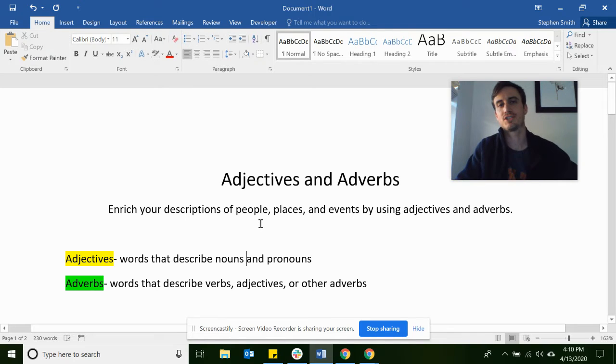Today we're going to talk about adjectives and adverbs very quickly. Mostly we're going to focus on adjectives, and then you're going to practice in NoRedInk. You're also going to do your quick write in NoRedInk. Excited about today? Let's get started.